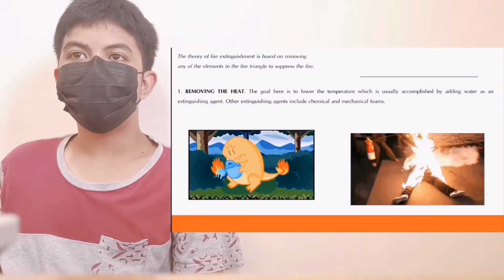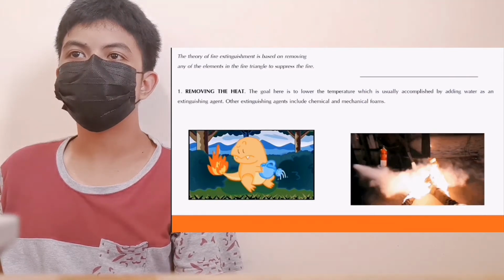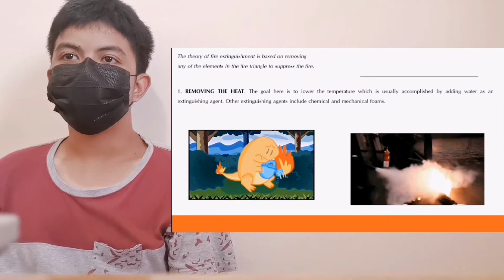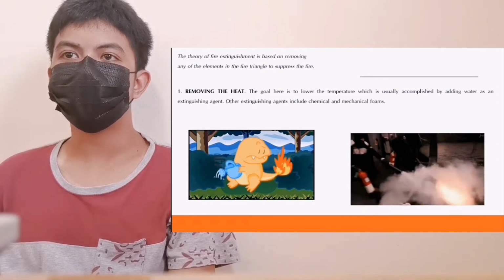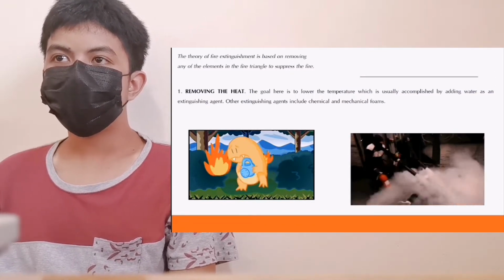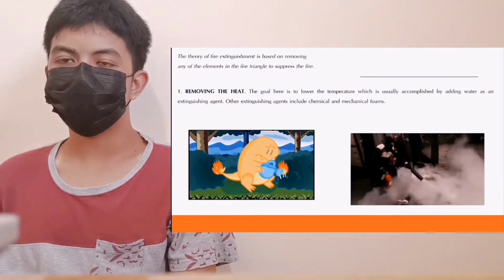The theory of extinguishment is based on removing any of the elements in the fire triangle to suppress the fire. First, removing the heat. The goal here is to lower the temperature, which is usually accomplished by adding water as an extinguishing agent. Other extinguishing agents include chemical and chemical foams.